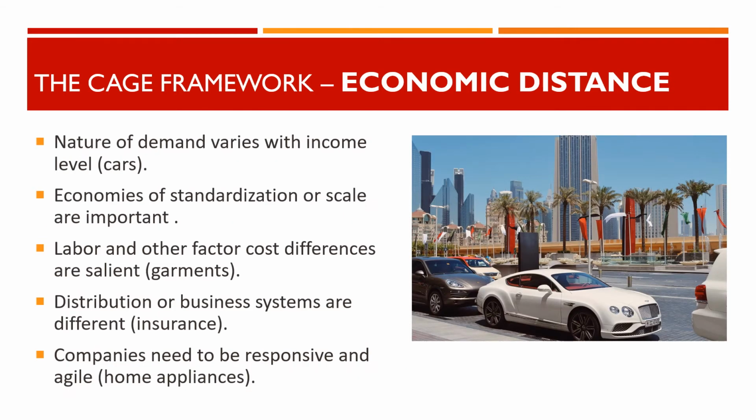And finally, when considering economic distance, the nature of demand varies with income level, with luxury cars for example. A second factor is where economies of standardization or scale are important. Or where labor and other factor cost differences are salient, such as with garments. Another factor is where distribution or business systems are different, such as with insurance. And finally, where companies need to be responsive and agile, such as with home appliances.